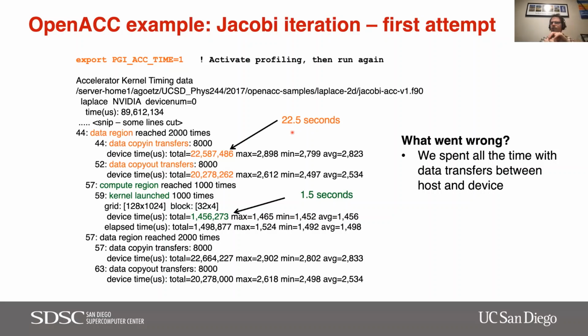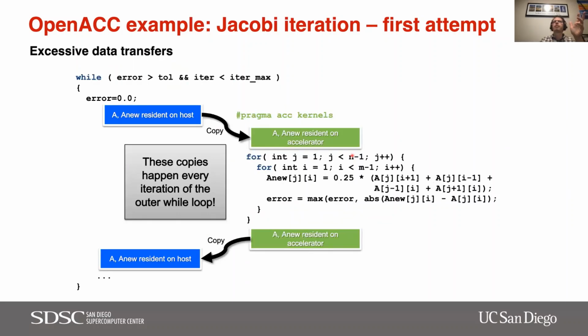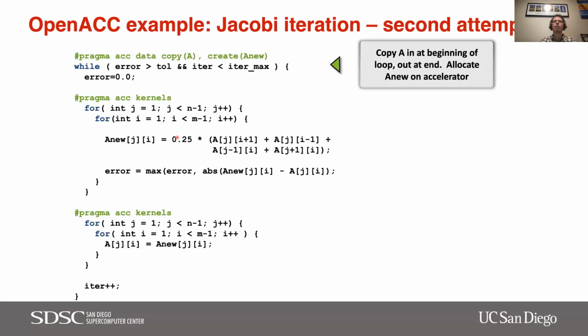It's like, okay, this is crazy. I'm copying data all the time, right? So all this time is spent transferring data between the host and the device. Basically what's happening in each iteration of this while loop, because I have this kernel here, OpenACC inspected this and says, okay, I need A new on the GPU and I need A on the GPU. So I copy these in from the CPU. I do my update and I copy those back, right? So these copies happen every iteration of the outer while loop. Of course, that's not necessary, but OpenACC doesn't know that. There's no way for it to know, so you need to help the compiler.